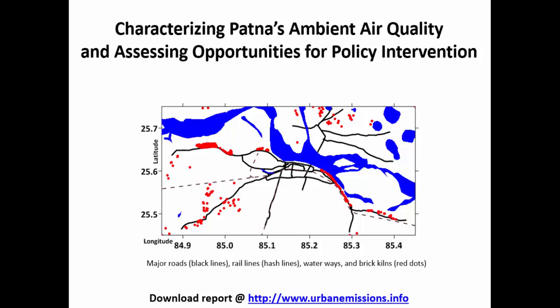Characterizing Patna's urban air quality and assessing opportunities for policy intervention. This study was conducted in 2014. The full report is available at urbanemissions.info.